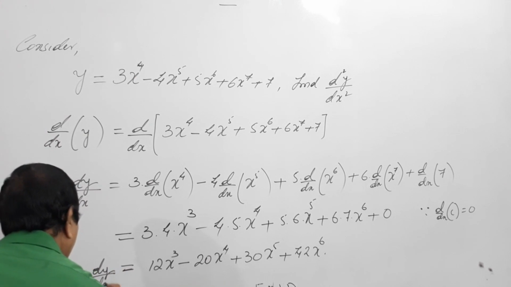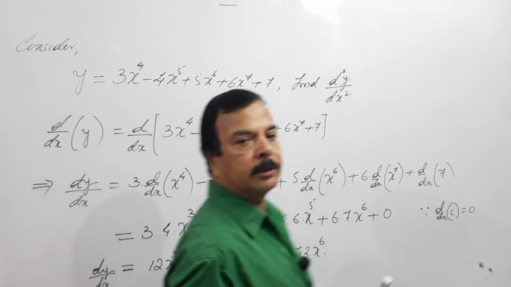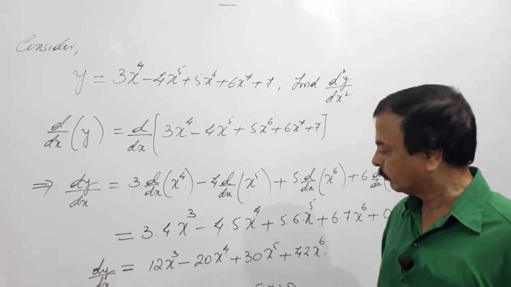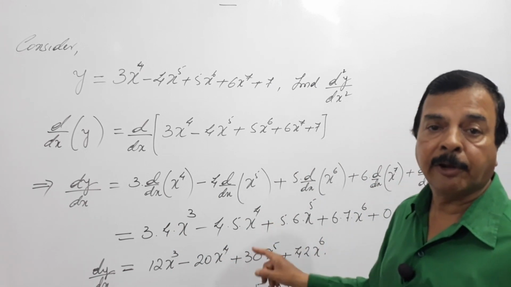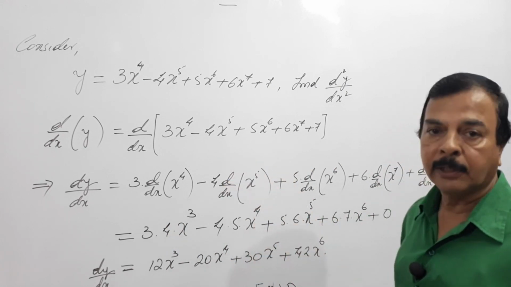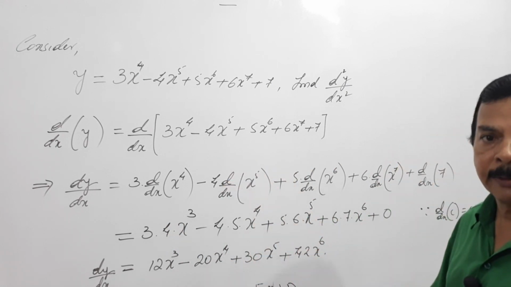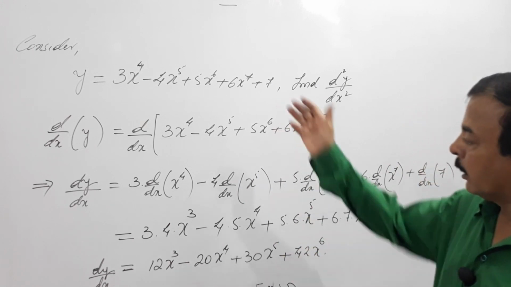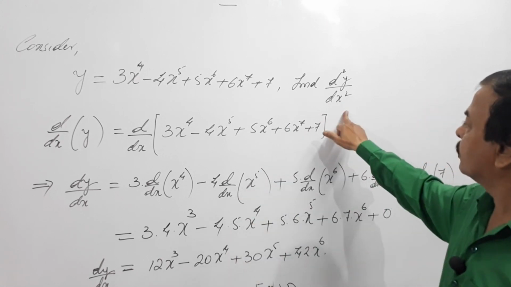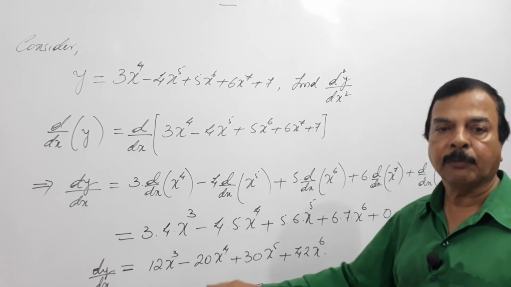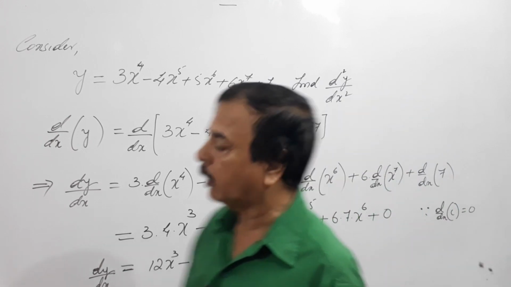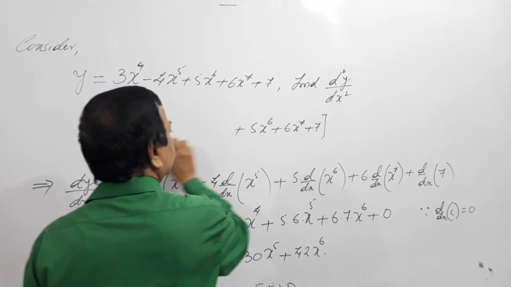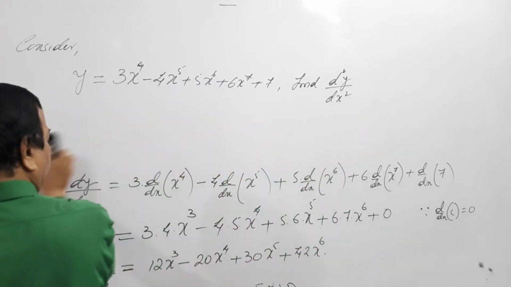Now this is our first derivative of y with respect to x. So this can be again differentiated. Let's differentiate this too, because he wants d square y by dx square. We'll differentiate this once again.